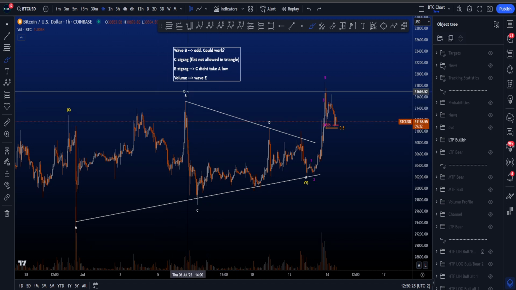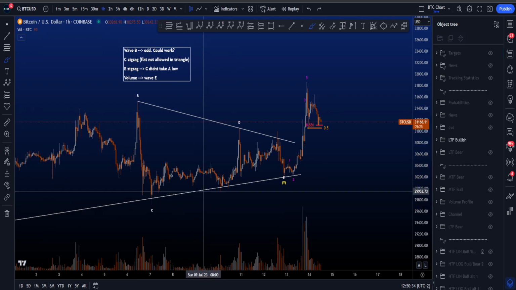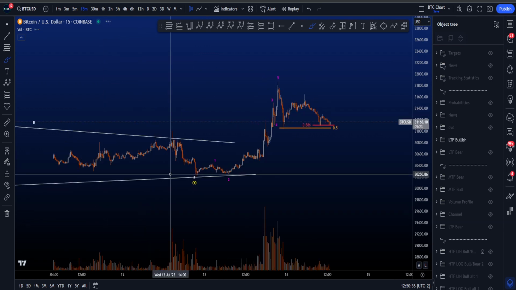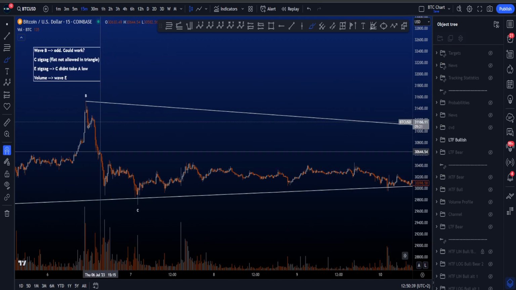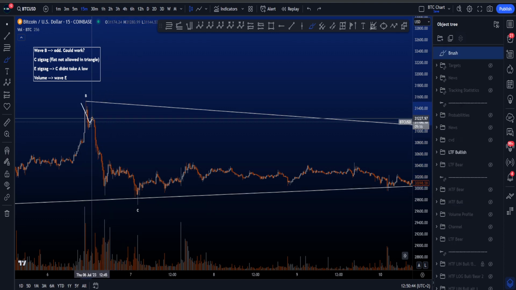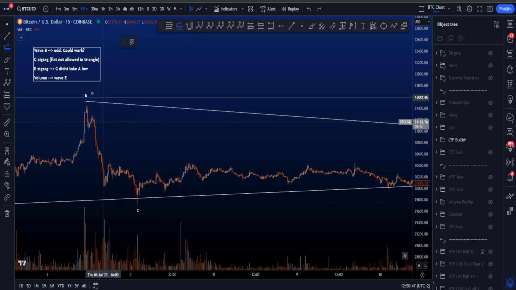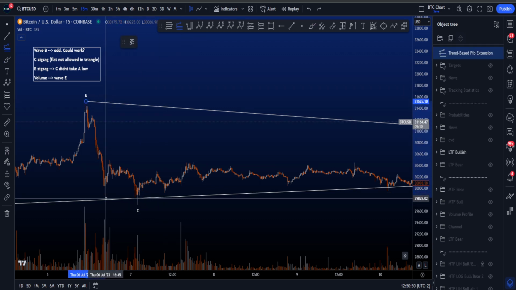So therefore this is then the high of B, and this has to be a zigzag, but this looks by itself like an impulsive structure instead of a zigzag, unless on the lower time frames this is like a 1 2 3 4 5, that's A, B, and then a very, very shallow C.